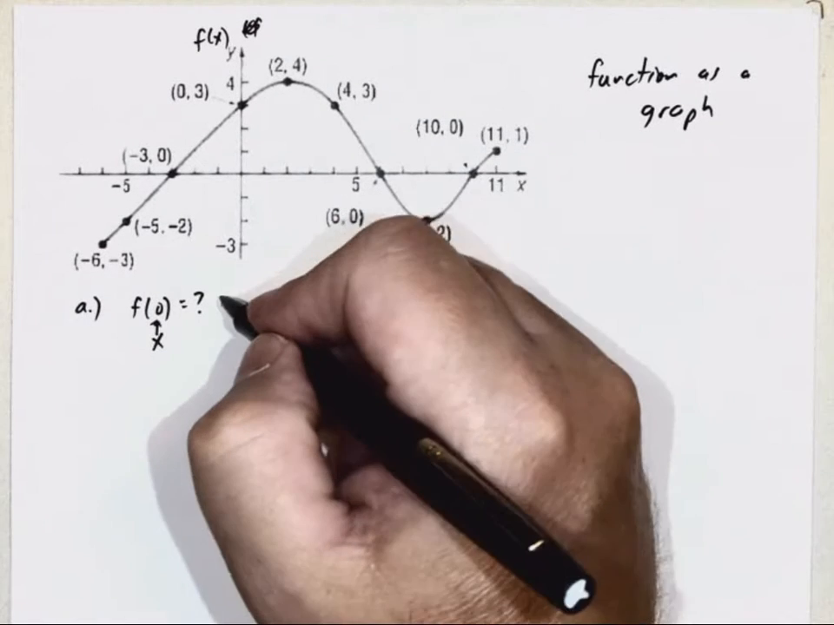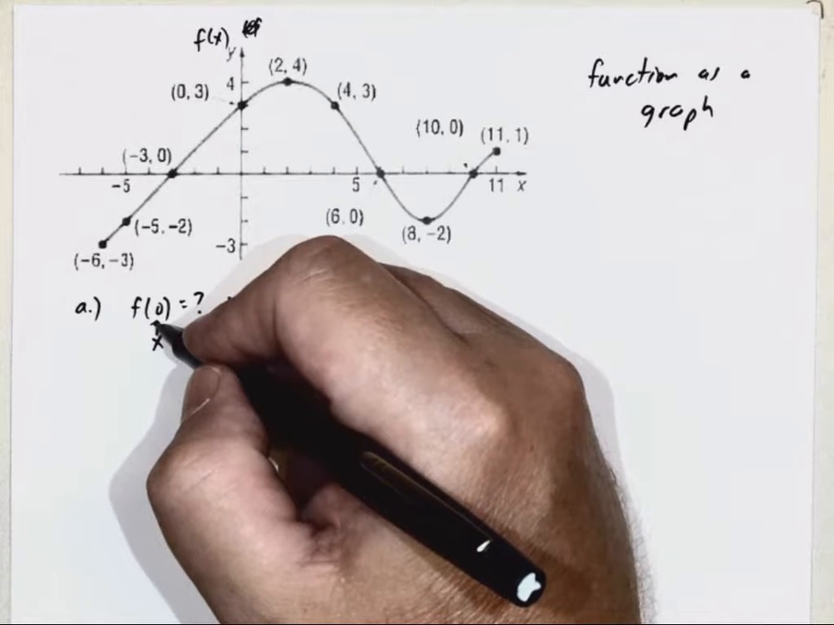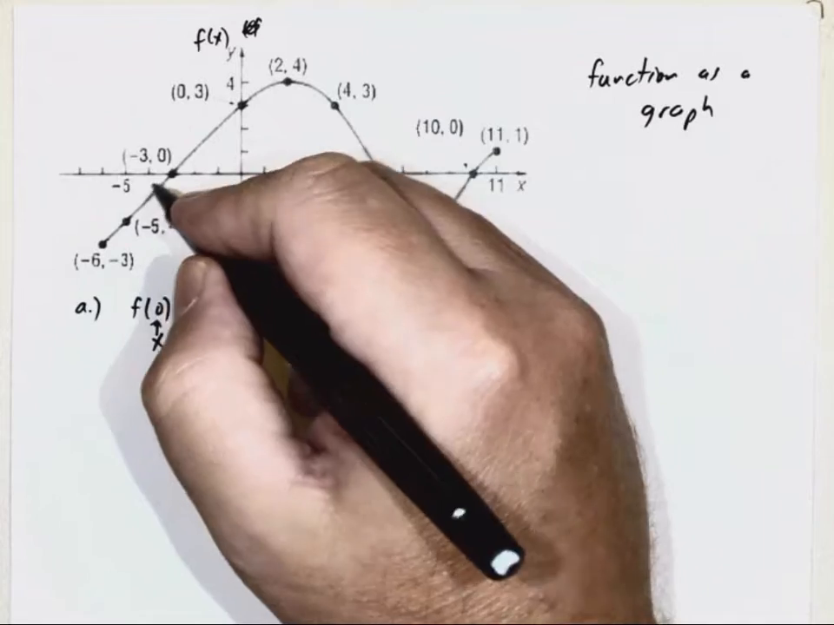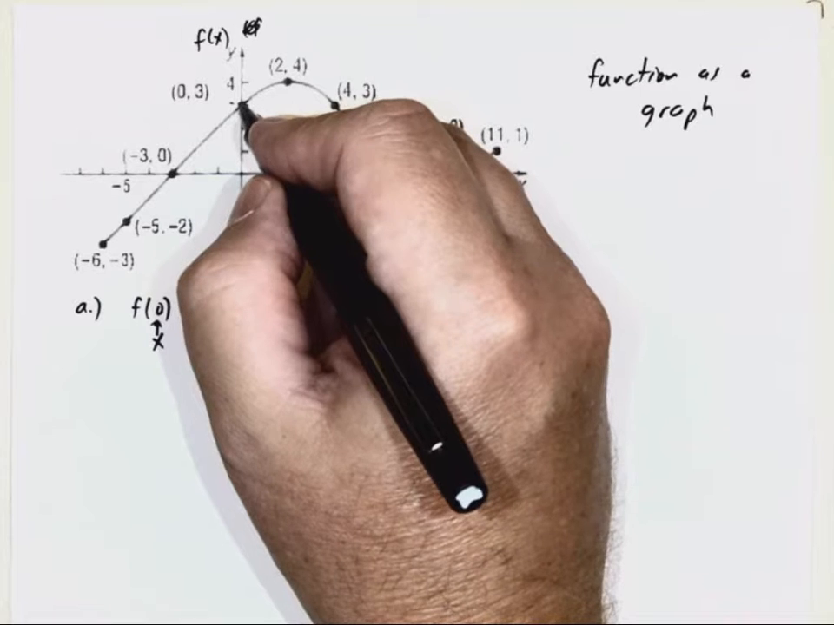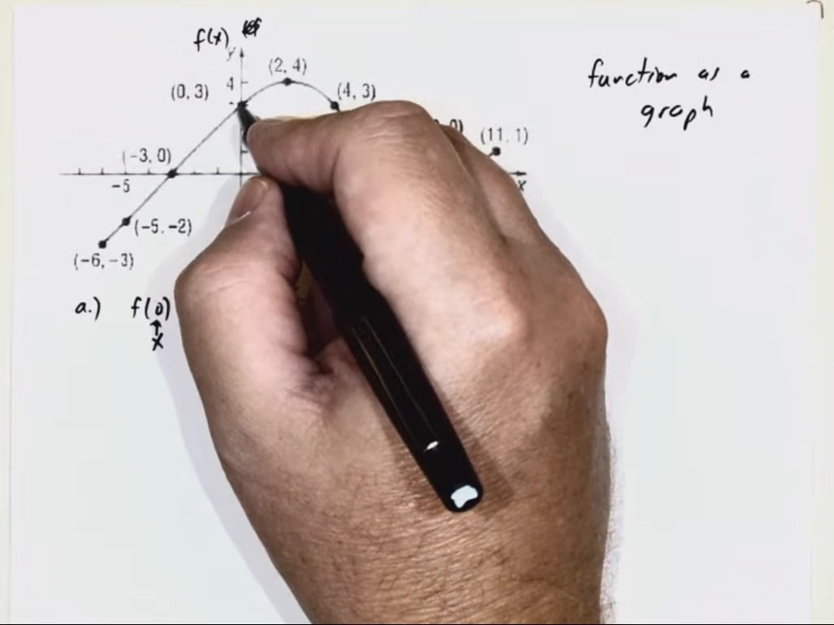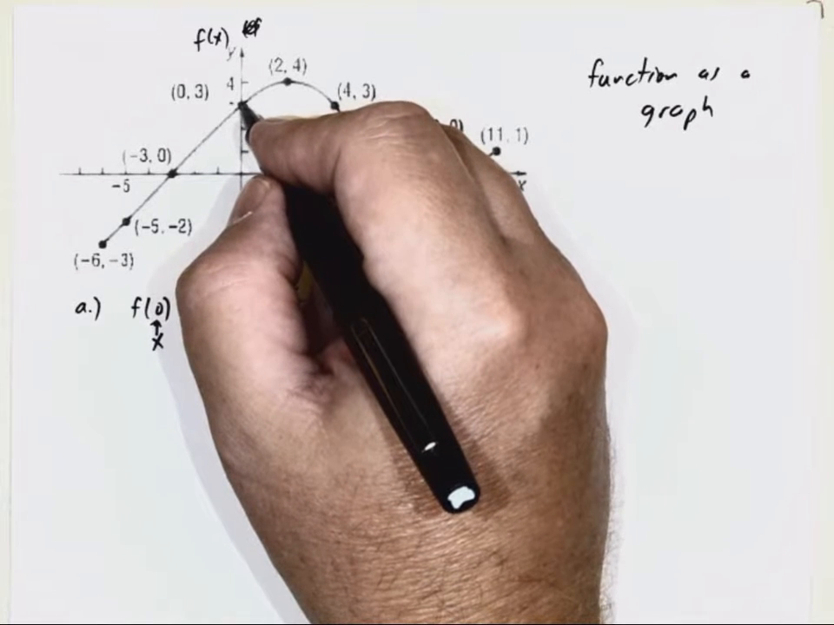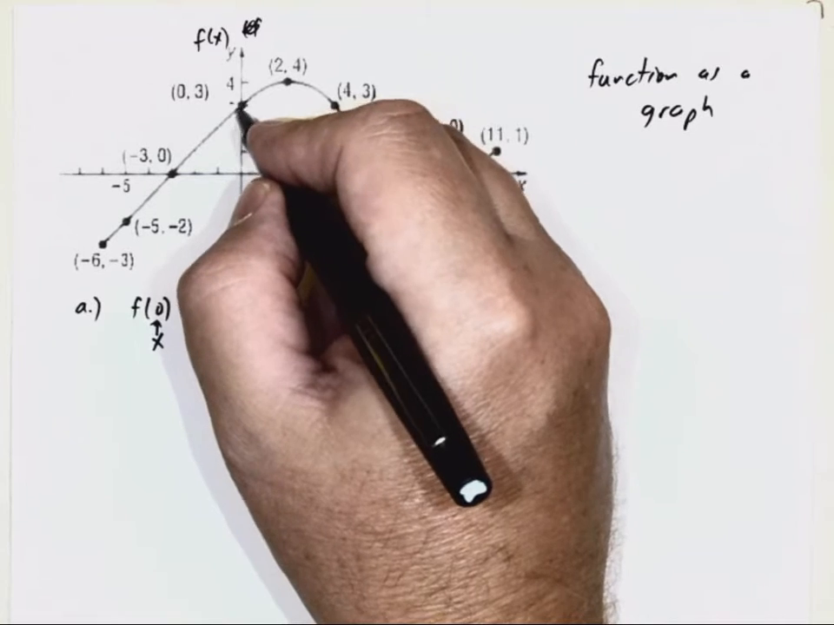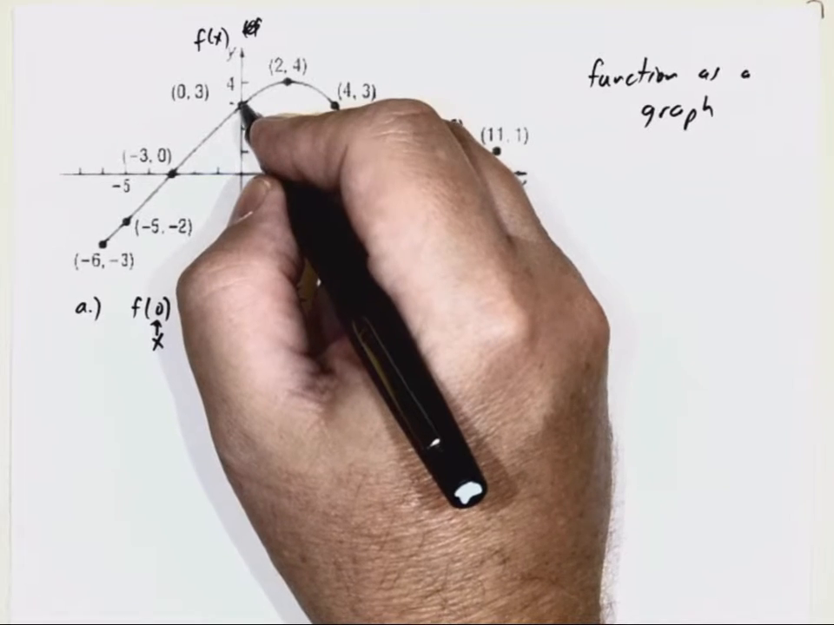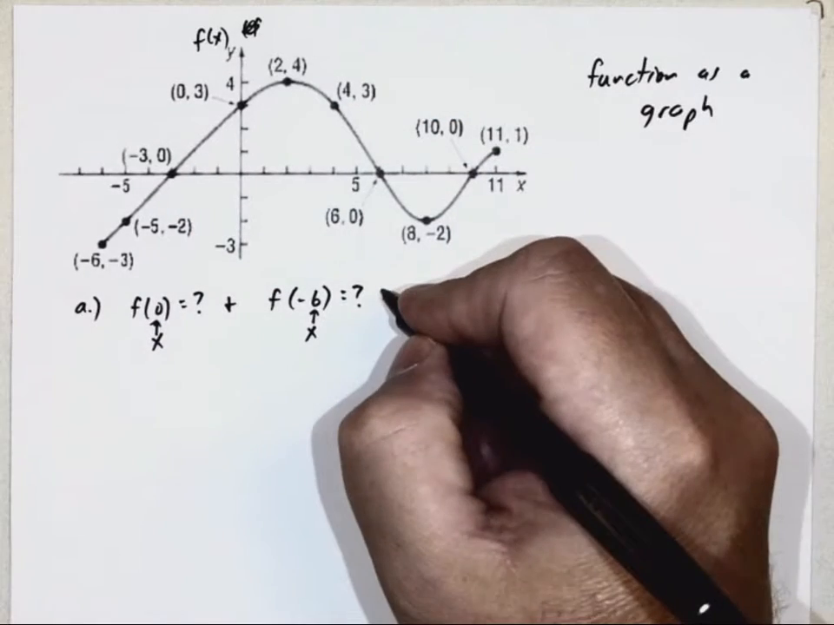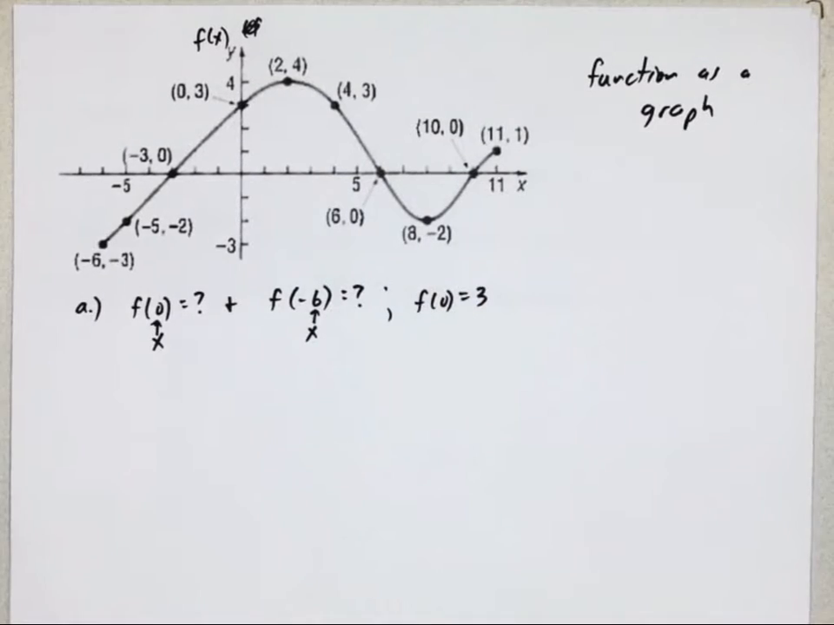So I'm going to go to my graph. For f of 0, let's go find the graph when x is 0. So x is my horizontal axis. 0 is right here. So right here, at this point on the graph, on the function, this is where x is 0. What's the value of the function? I could call it the y of this point, which is the value of the function is 3. So therefore, f of 0 equals 3.